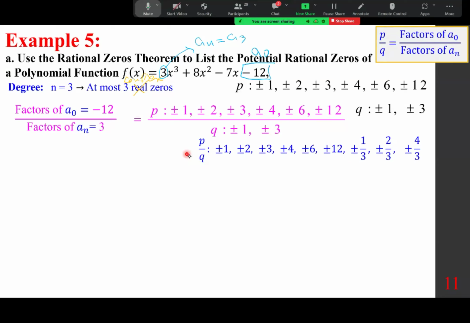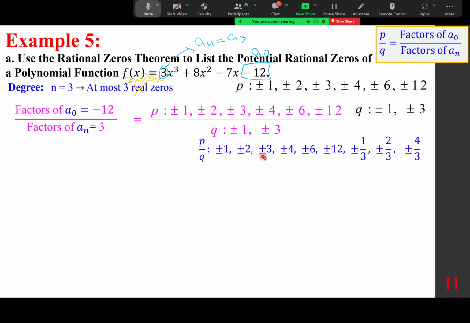Put all possible results. As you can see, we have 1, 2, 3, 4, 5, 6, 7, 8, 9 times 2, 18 possibilities. Again, what does the rational zero theorem tell us? It says if we happen to have a rational zero, it must be among those numbers. That's all it says. But which one is the zero, they are not telling us.